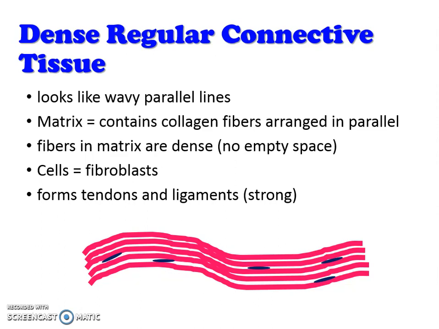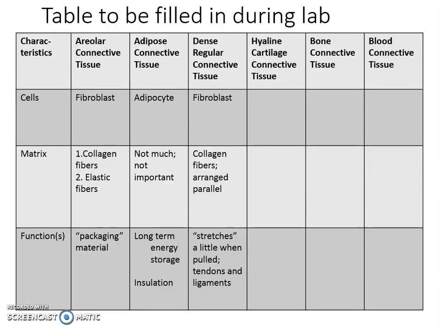Dense regular connective tissue is going to make up an important part of tendons, which are going to connect muscles to bones, as well as ligaments, which are going to connect bones together. You want these to be really strong connections, so that's why dense regular connective tissue is used here.